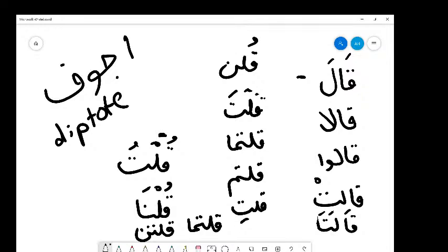عندي 5 أقلام. I have 5 pens. This is a red pen. هذا قلم أحمر. وهذا قلم أزرق. This is a blue pen. وهذا قلم أخضر. This is a green pen. وهذا قلم أسود. This is a black pen. وهذا قلم أصفر. This is a yellow pen.